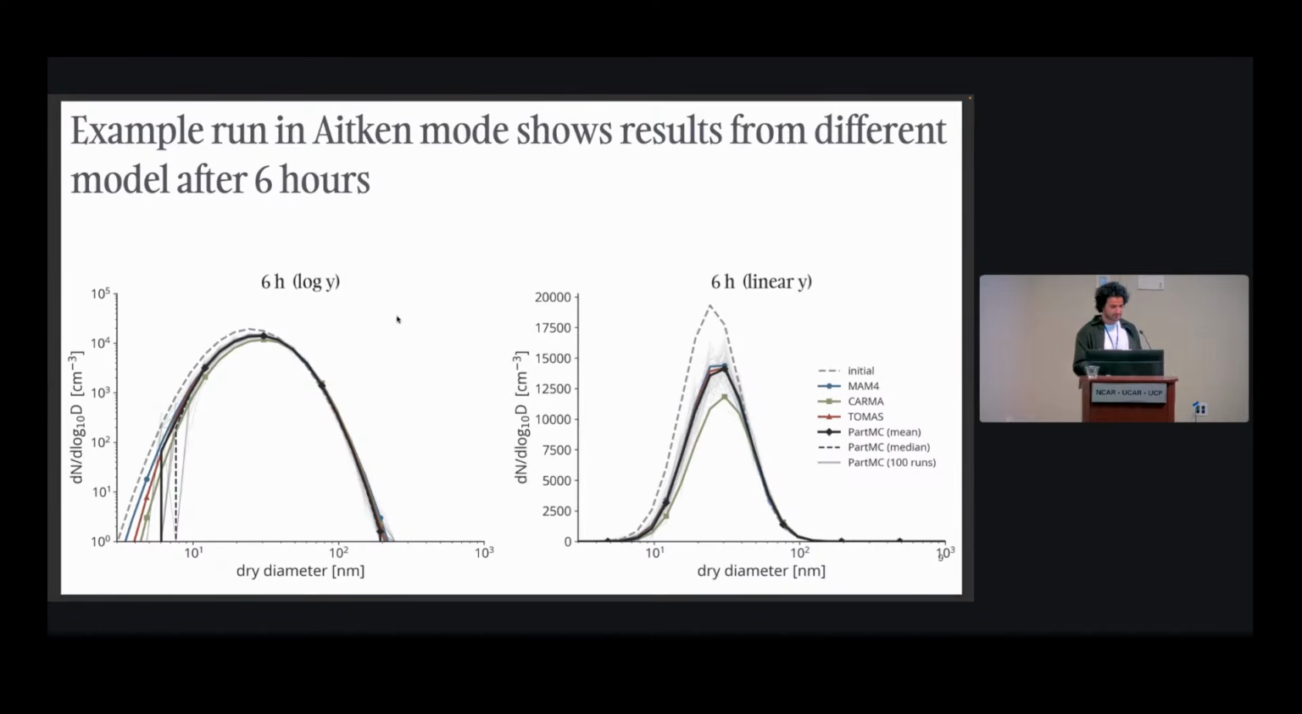This is basically the same plot. The y-axis is showing the number concentration. The right side is the linear scale, the left side is a log scale. If you run 6 hours forward, you can see that the gray lines are the PartMC 100 simulations, and the black one is the average of the simulations. Red is TOMAS, blue is MAM, and green is CARMA. So CARMA seems to have faster coagulation, and it reduces the number concentration faster than the other models.